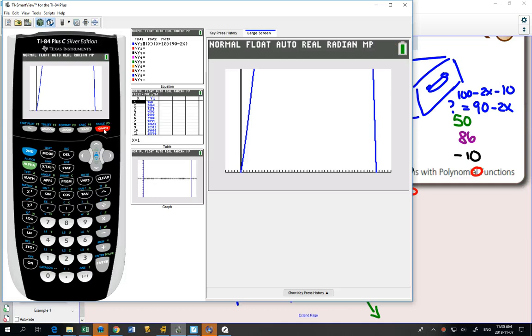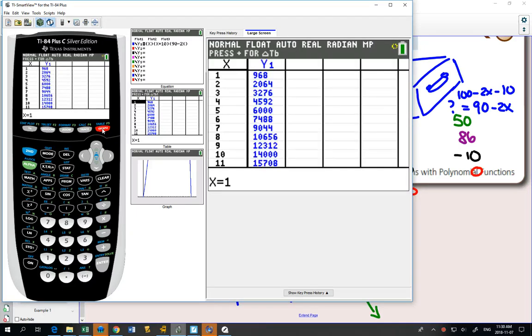Maybe you did 50,000. So you can guess and check for a long time, or above your graph button is a table button, and what that table button is, it gives you a table of values. If we look at our table of values, you can start to see when x is 1, it's at 968, and you can go down in your table of values, see how it's getting bigger? And you can get a guess at how the maximum is going to be.